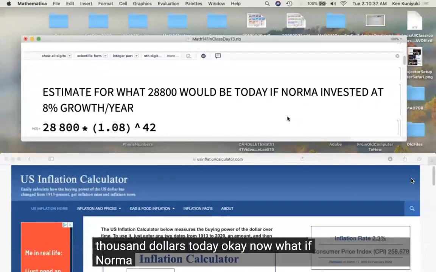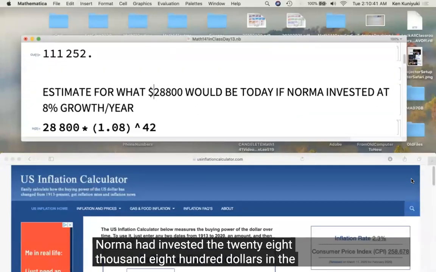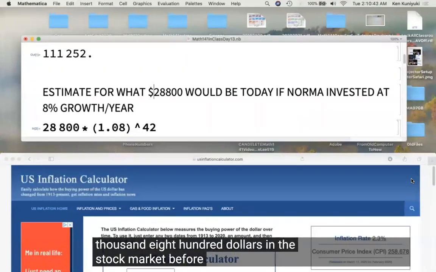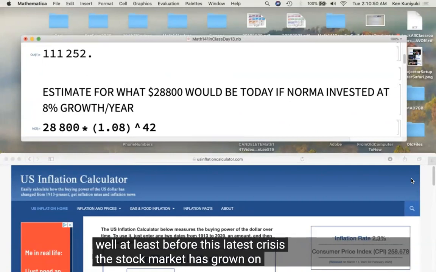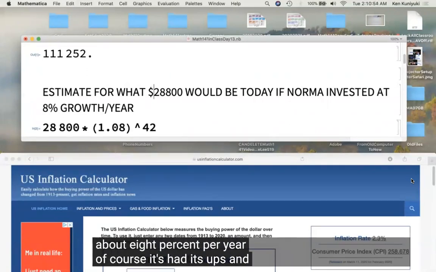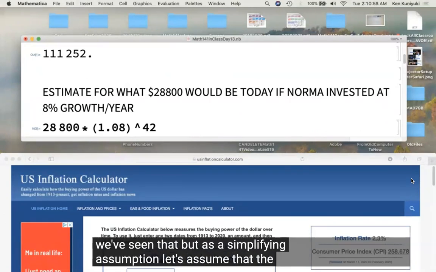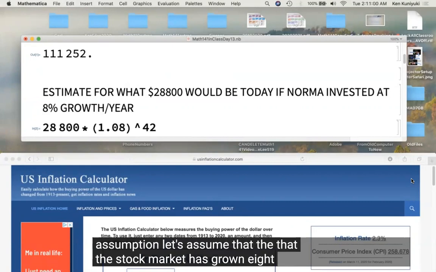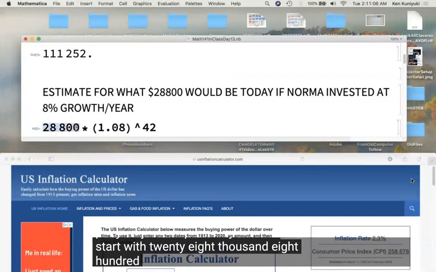Okay, now what if Norma had invested the $28,800 in the stock market before this latest crisis hit? Well, at least before this latest crisis, the stock market has grown on average about 8% per year. Of course, it's had its ups and downs. We've seen that. But as a simplifying assumption, let's assume that the stock market has grown 8% per year, just simplistically. Well, we start with $28,800.